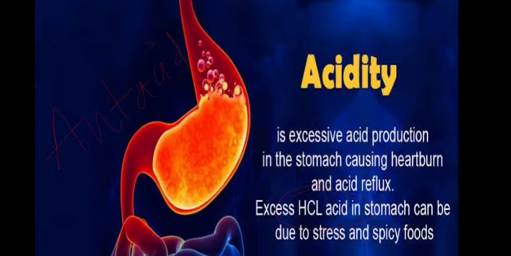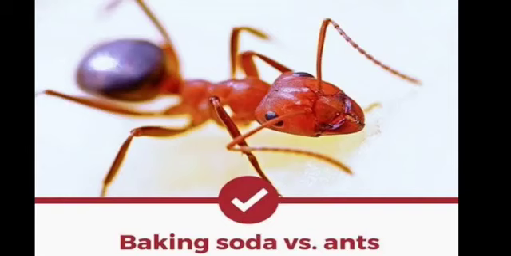Next, ant bite. When an ant bites, it injects the acidic liquid, that is formic acid, into the skin. The effect of the acid can be neutralized by rubbing moist baking soda, sodium hydrogen carbonate, or calamine solution which contains zinc carbonate. It will neutralize it.